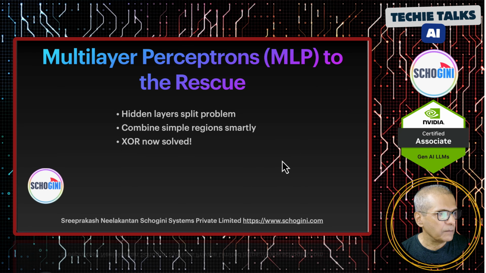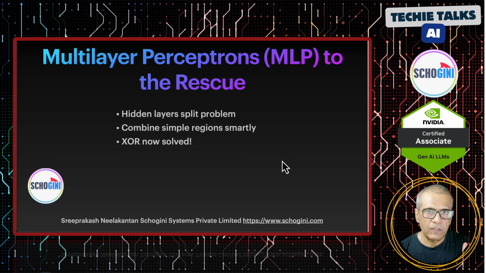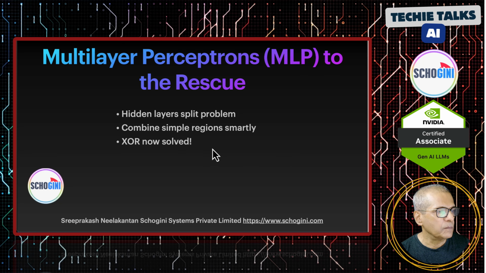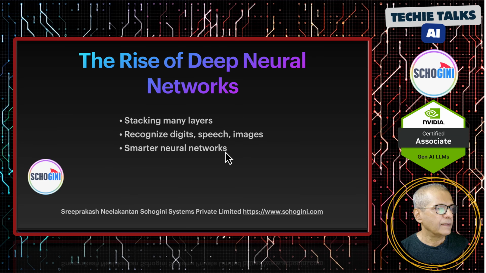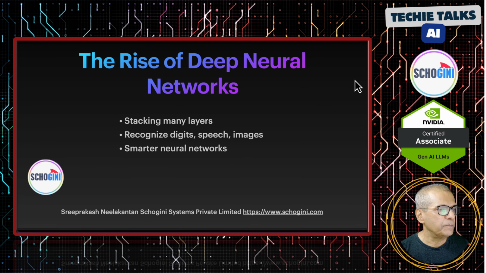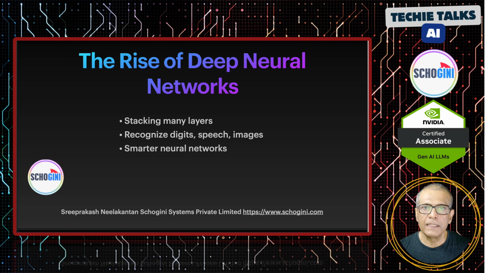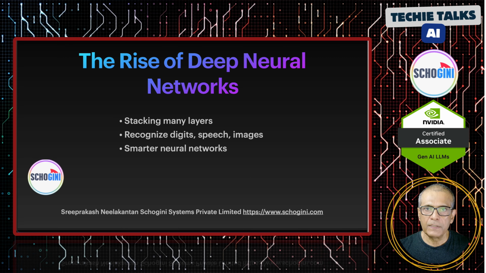Multi-layer perceptron, MLP, to the rescue. Hidden layers split the problem. So each layer can address different patterns. Combine simple regions smartly, and XOR is now solved. And then the rise of deep neural network. So scientists stacked more and more layers made of perceptron, and deep neural network could now recognize handwritten digits, understand speech, classify images, whatnot. We saw the revolution.